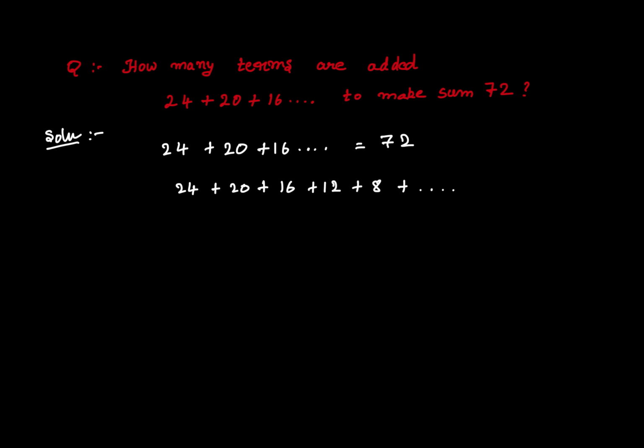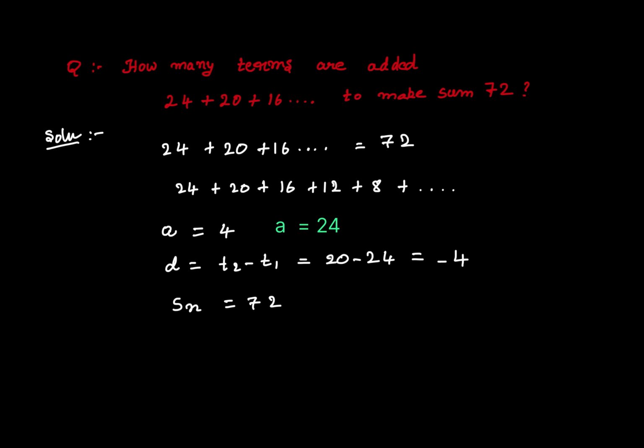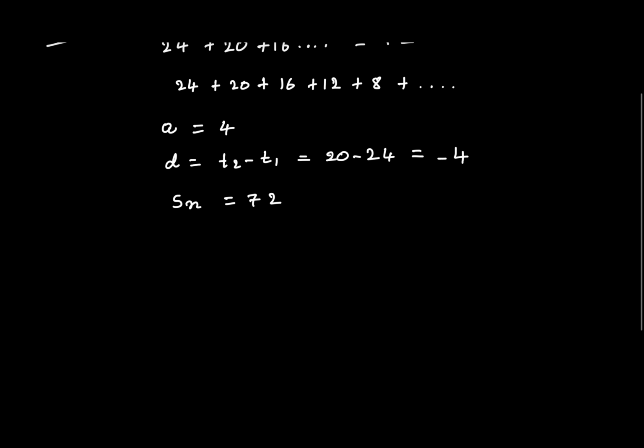Let's see. Here, what is the first term? A equals 24. Here, the common difference D equals T2 minus T1, equals 20 minus 24, equals minus 4. And their sum is Sn equals 72. We have to find how many terms make this sum 72. So we know Sn equals n by 2 into 2a plus n minus 1 into d, equals 72.